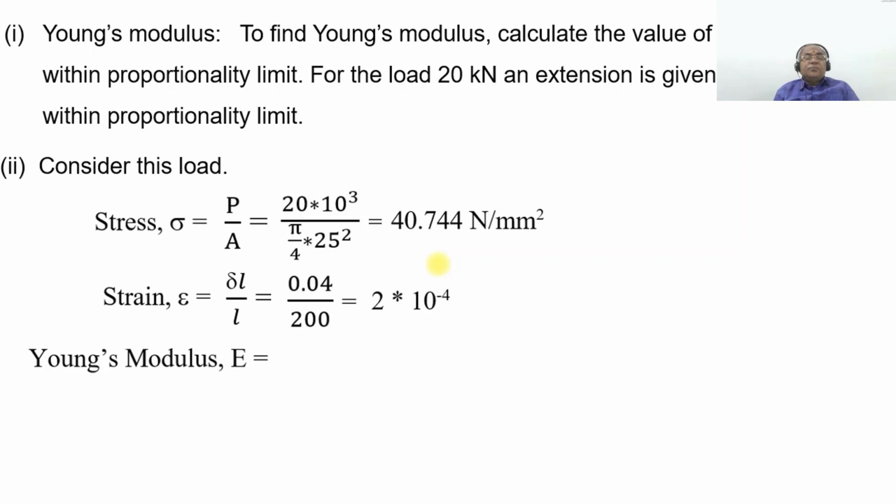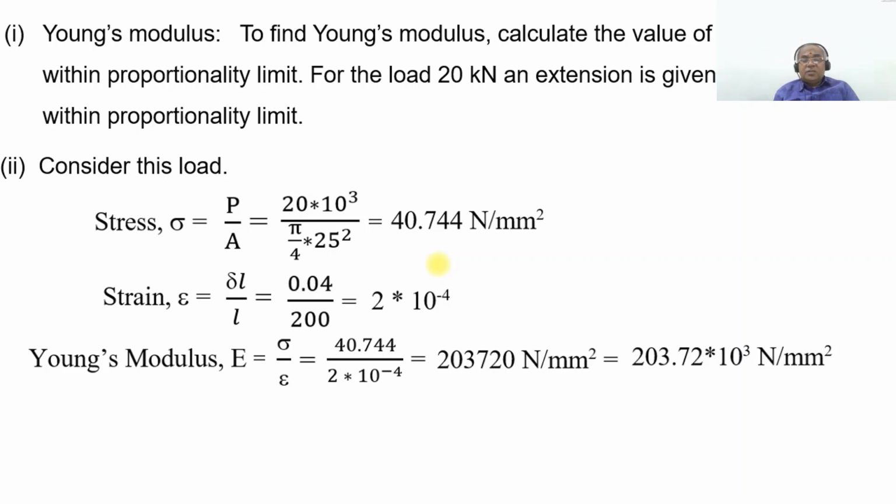So we need to find the Young's modulus. Since we know the value of stress and strain, we will get the Young's modulus, which is sigma by epsilon. Substitute the value of sigma as 40.744 divided by 2 into 10 to the power of minus 4, which is the epsilon value. On simplification, you will get 203,720 Newton per mm square, which is 203.72 into 10 to the power of 3 Newton per mm square. Then Young's modulus will be equal to 203.72 kilonewton per mm square.